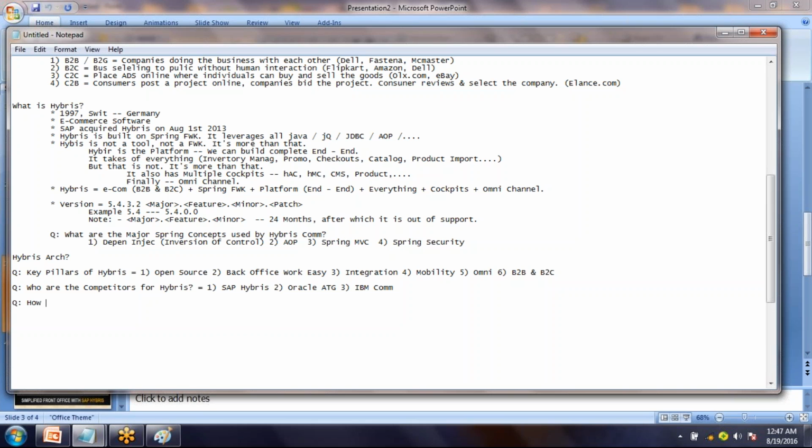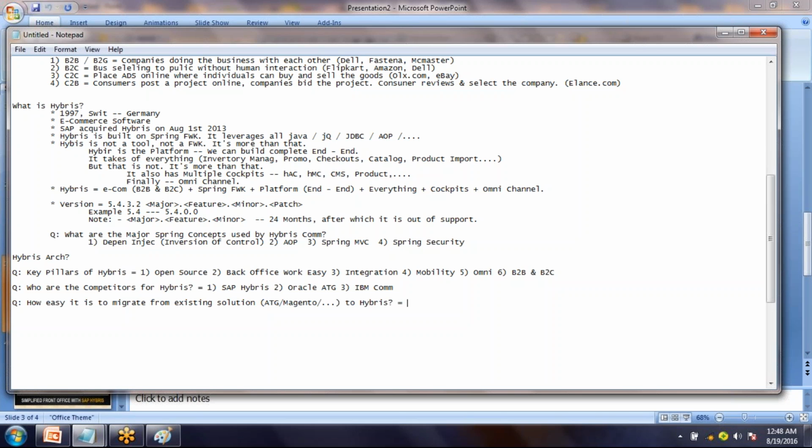Now the next question is how easy it is to migrate from an existing platform or existing solution. The existing solution may be ATG or Magento or IBM Commerce or whatever it may be. How easy is it to migrate from an existing solution to Hybris? This is one of the questions most of them are going to ask. Let's say I have an ATG solution, can I migrate it?